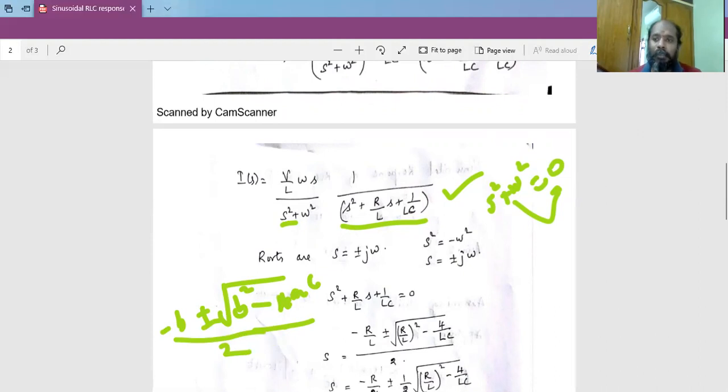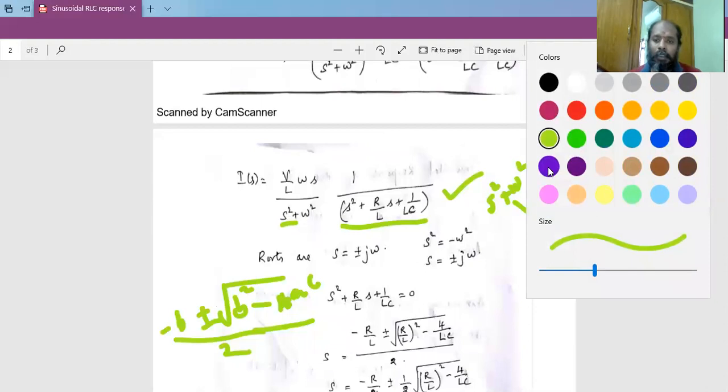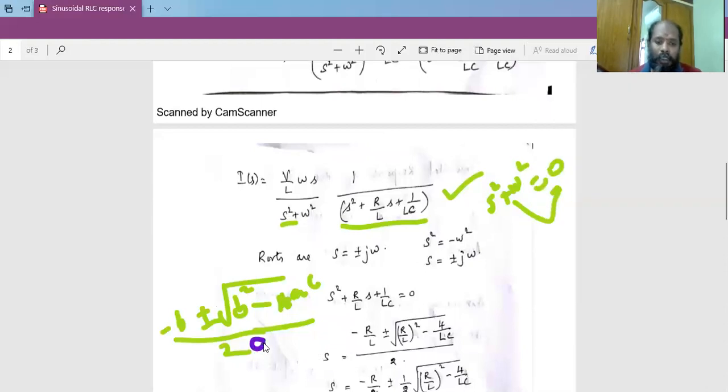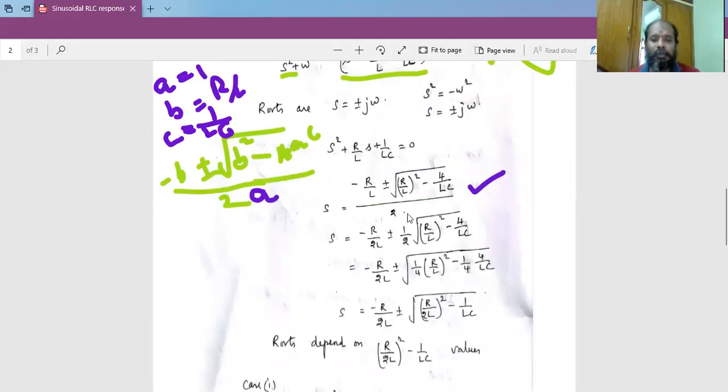Subject to that, what is a, what is b, what is c here? So a here is 1, b is equal to R by L, and c is equal to 1 divided by LC. A, B, and C. So when you substitute that, your expression changes like that.